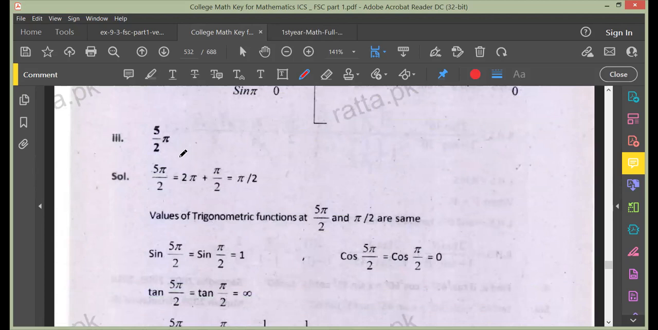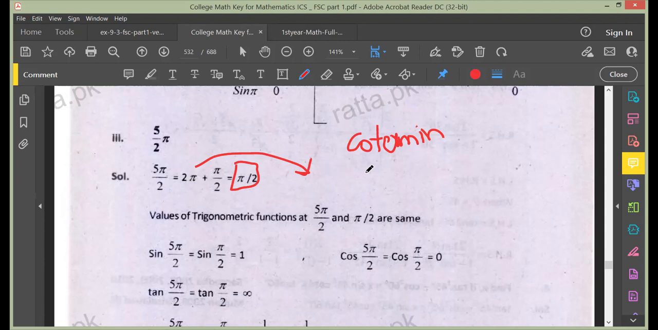Similarly, this is the expression of pi over 2 theta. You are wondering why this is equal to pi by 2, because we know about coterminal angles. The coterminal angle of pi over 2 is 5 pi by 2. So what is a coterminal angle? Theta plus or minus 2k pi are called coterminal angles.